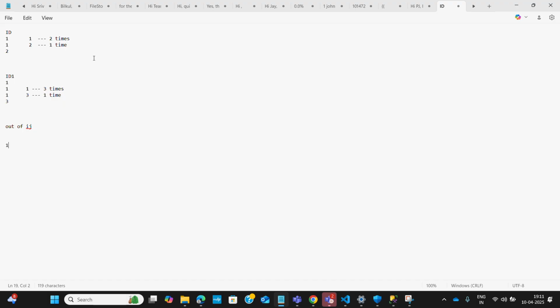So what would be 2 into 3? Basically we multiply it. 2 into 3 is 6. So here 1 will come 6 times. That would be the output of inner join. If you execute the query in SSMS, you will see the same output, so you can verify it if you want. Got it? So this would be the output of inner join.